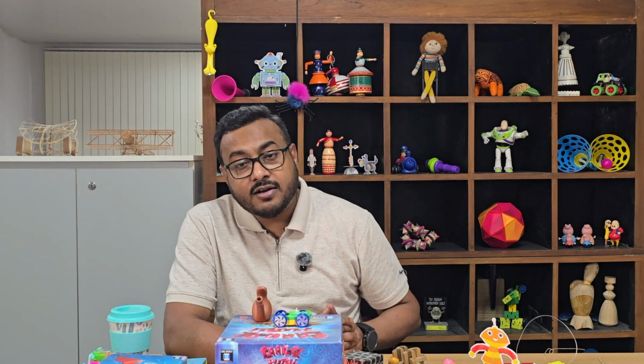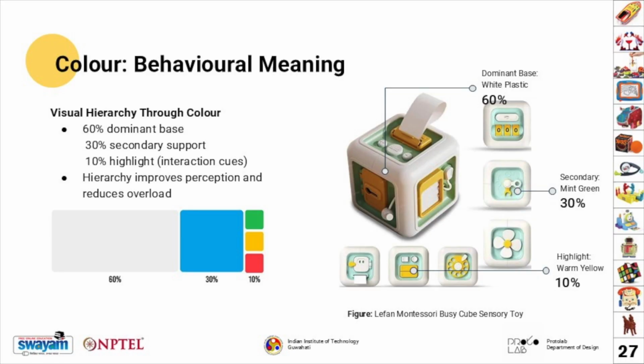The child keeps scanning instead of interacting. So color ergonomics is not about making toys colorful. It is about assessing behavioral roles through colors. Once color meaning is understood, we organize it using hierarchy.